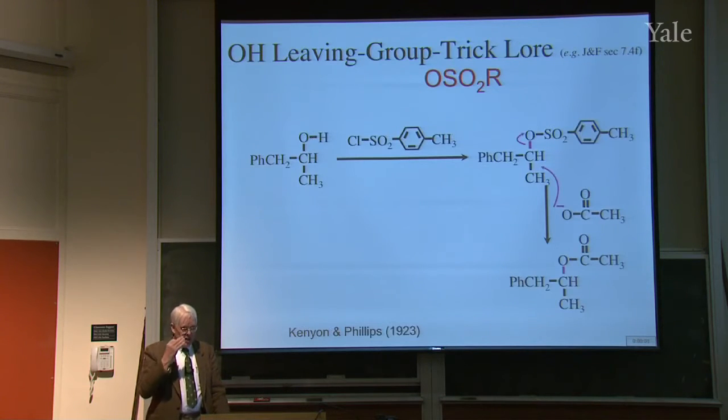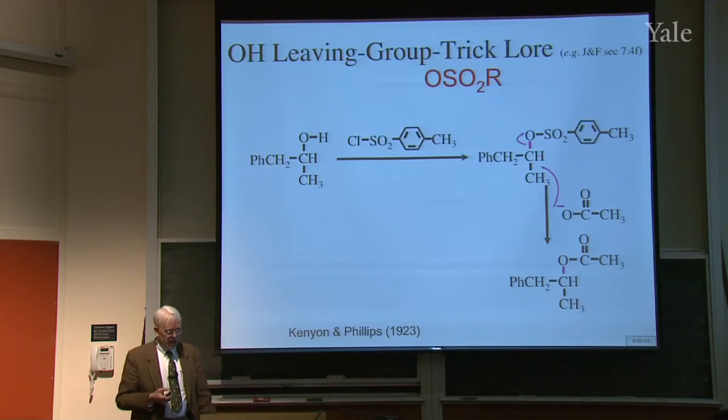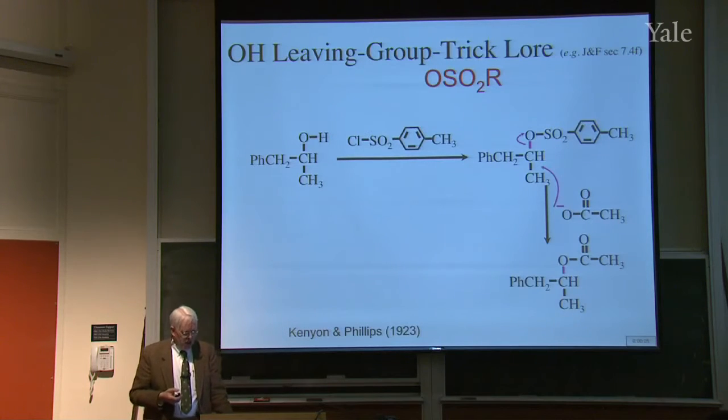Okay? Another one is the one we already alluded to and talked about last time, which is to convert the alcohol into what's called a sulfonate ester, a tosylate.